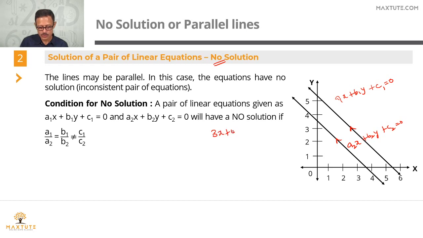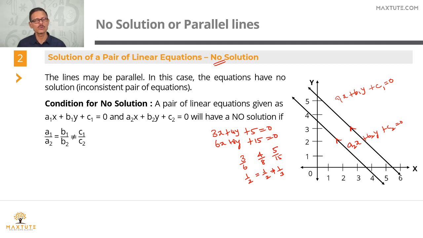3x plus 4y plus 5 equals 0. 6x plus 8y plus 15 is equal to 0. What is a1 by a2? That's 3 by 6, which is equal to 1 by 2. What is b1 by b2? Which is 4 by 8, which is equal to 1 by 2. So, a1 by a2 is equal to b1 by b2. What is c1 by c2? That's 5 by 15, which is equal to 1 by 3, which is not equal to what a1 by a2 or b1 by b2 was. So, this pair of linear equations will have no solution.